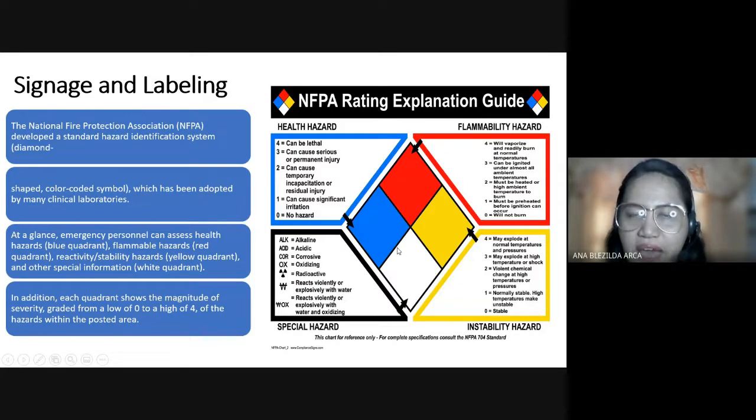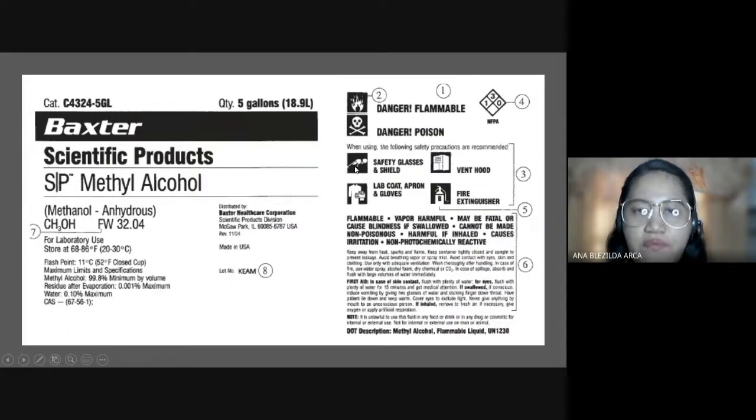When you say NFPA rating, this is the NFPA rating. Saan ba ito ginagamit? Example, this one. Okay? This is an example of a label of a chemical in the laboratory. Makikita mo may diamond dito, 'di ba? Tapos nakalagay diyan NFPA. Tapos sa mga diamond na 'yan, may nakalagay na number, 'di ba? Merong 1, 3 and 0. Ano kayang ibig sabihin nito?